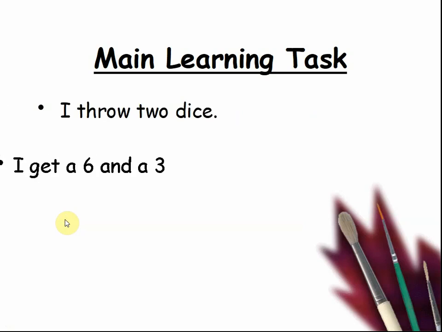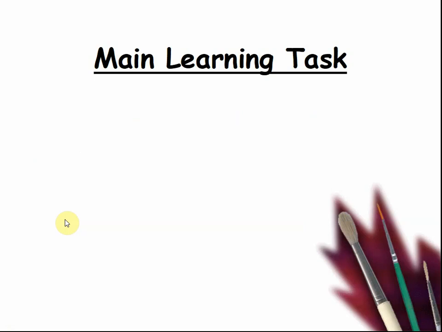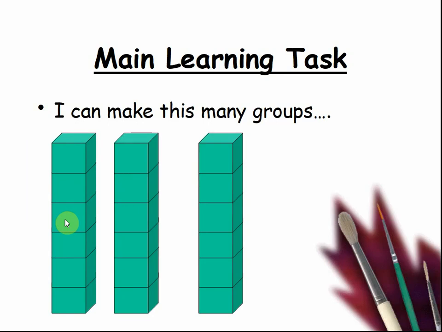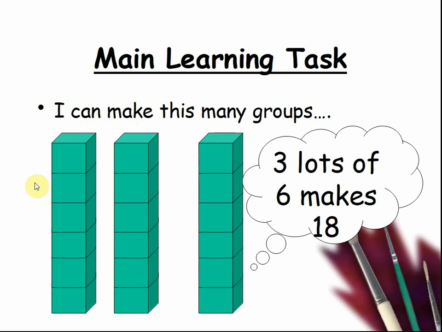Here is our main learning task. I throw 2 dice. I get a 6 and a 3. What is 6 times 3? I can make this many groups using 6 squares, 1, 2, 3, 4, 5, 6, in 3 groups, 1, 2, 3. 6 lots of 3 or 3 lots of 6 makes 18.